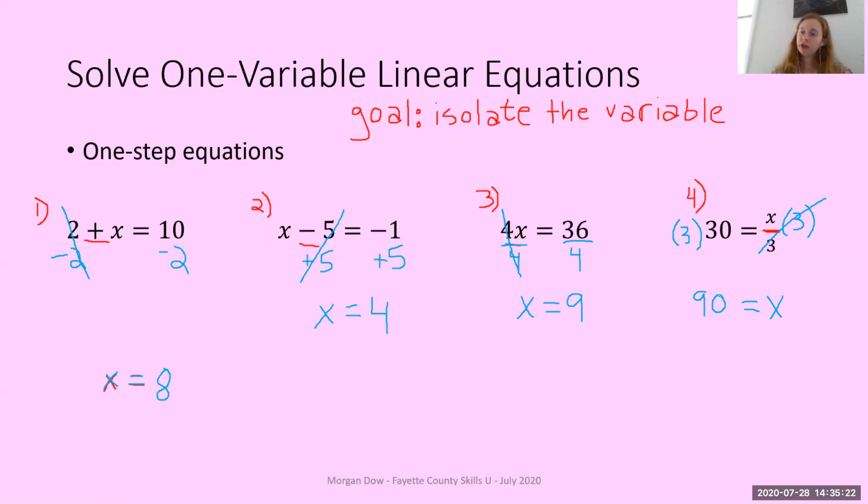Which again, if we return to our original equation, 30 equals some number divided by 3. We now know that what we were saying was 30 equals 90 divided by 3, which is true. That makes sense. Okay, so when we're solving one-step equations, our goal is to get the variable by itself on one side of the equal sign. And we do that using inverse operations. So adding, subtracting, multiplying, dividing.